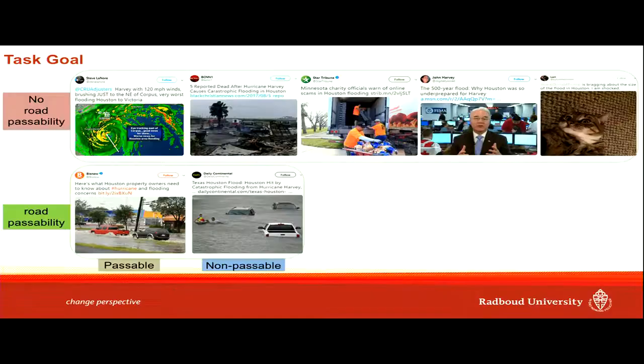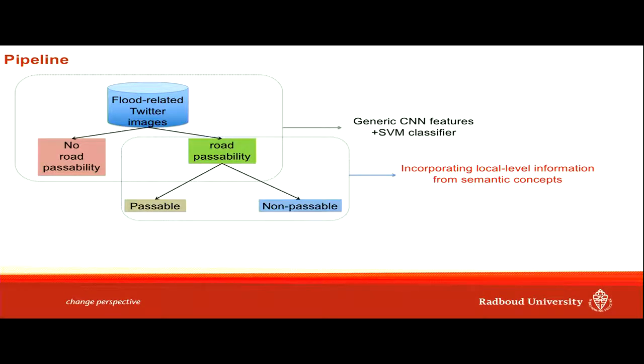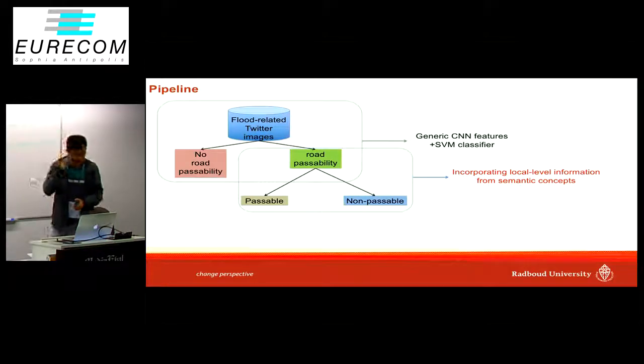Similarly, we also follow a two-step pipeline to solve this problem. In the first step, we just use the generic scene features and put them into an SVM classifier. So there is nothing special in the first step. In the following slides, we will only describe the methods we used in the second step. Basically, we use the local level information in addition to the image level features.